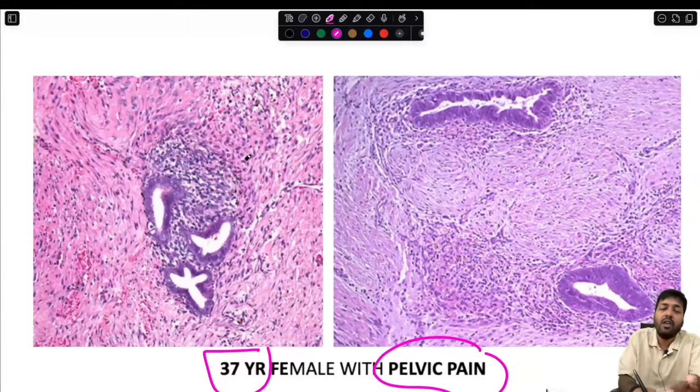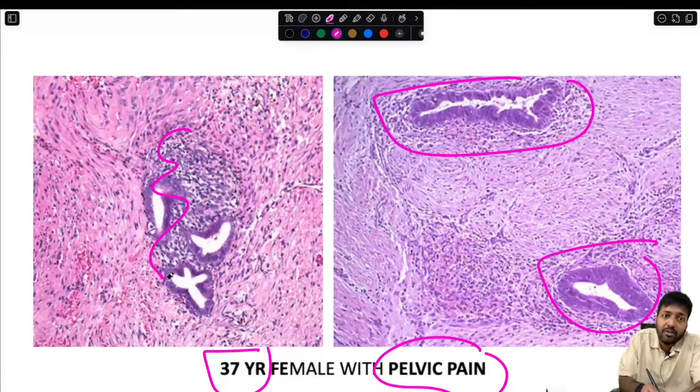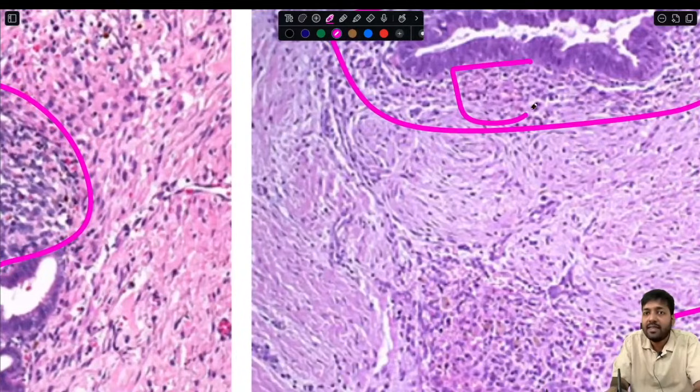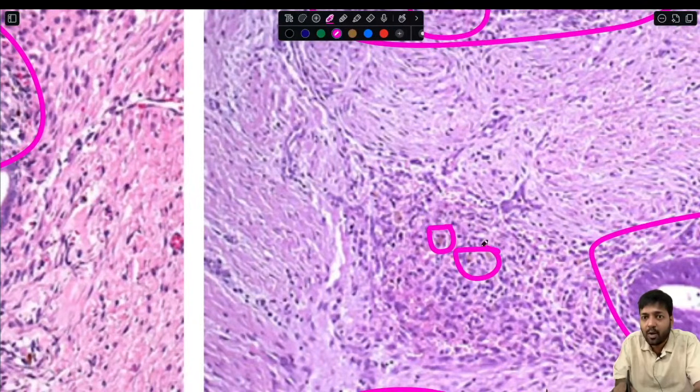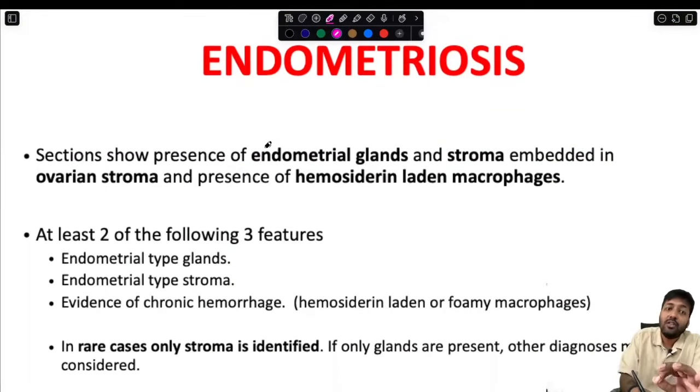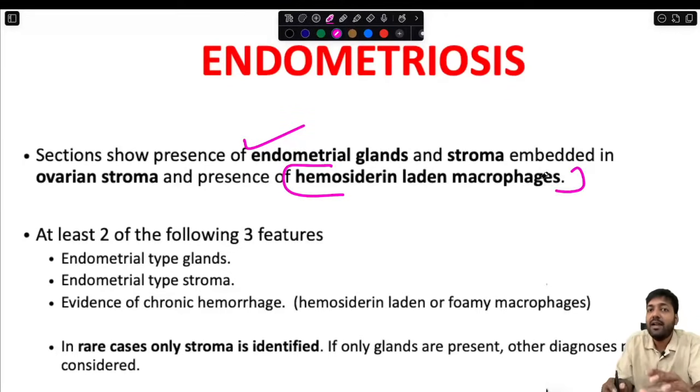So what do you see over here? You can see the section shows presence of endometrial glands along with classical endometrial stroma in a background of ovarian stroma. And at places, not very commonly seen, you can see certain brownish hemosiderin laden macrophages. What is the case? It is the case of endometriosis. So the section shows presence of endometrial glands and stroma embedded in ovarian stroma and presence of hemosiderin laden macrophages.